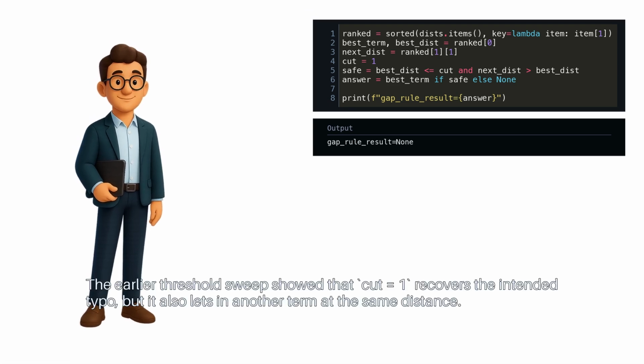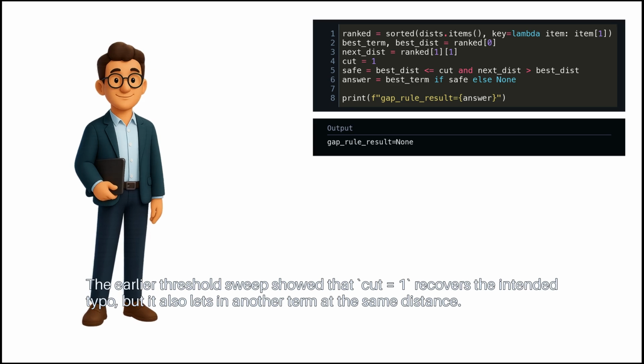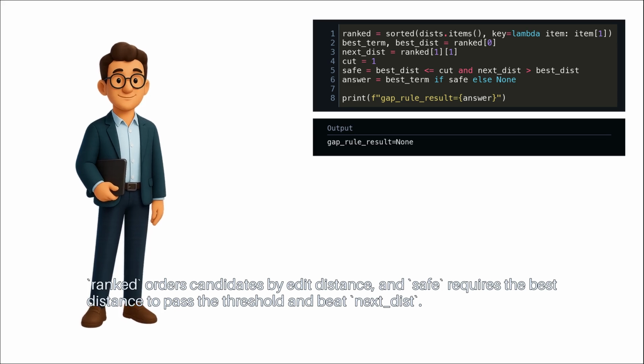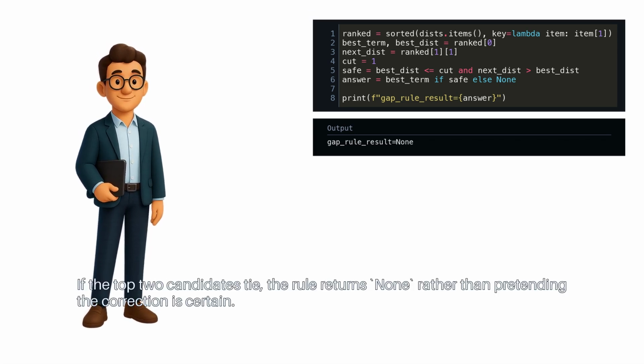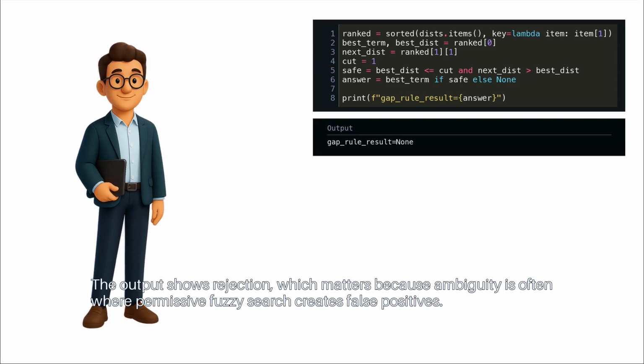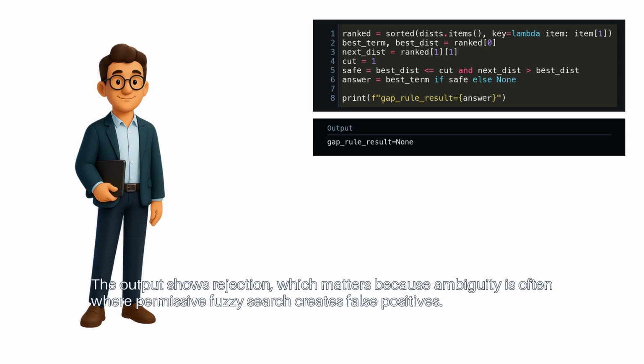The earlier threshold sweep showed that cut equals 1 recovers the intended typo, but it also lets in another term at the same distance. Ranked orders candidates by edit distance, and safe requires the best distance to pass the threshold and beat next dist. If the top two candidates tie, the rule returns None rather than pretending the correction is certain. The output shows rejection, which matters because ambiguity is often where permissive fuzzy search creates false positives.